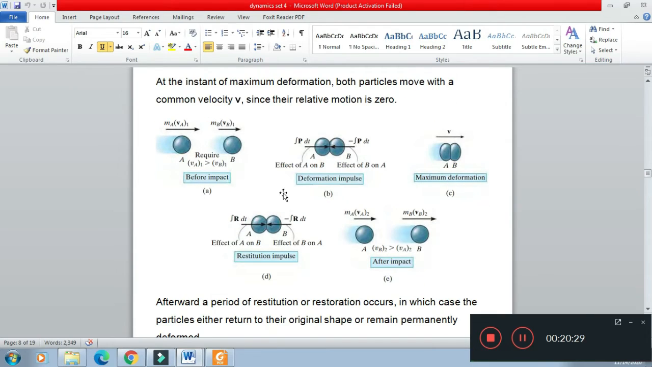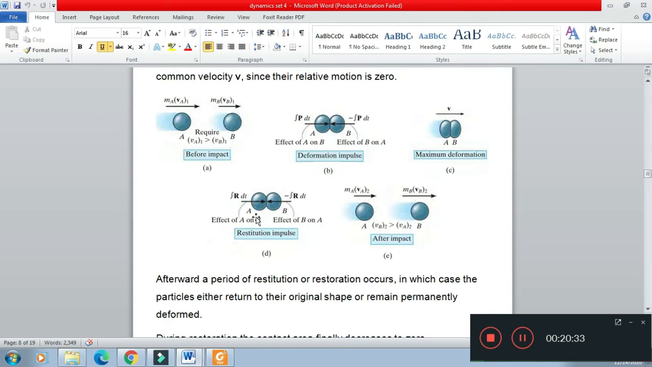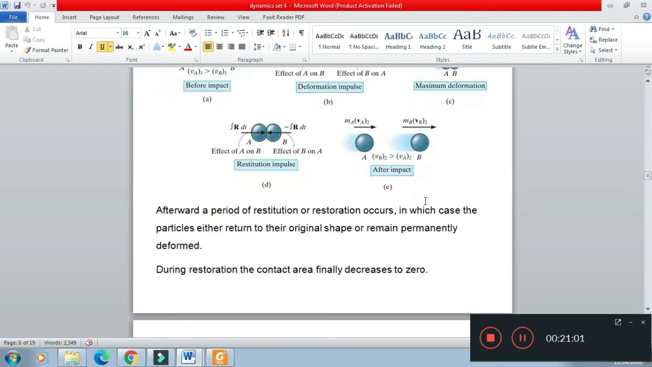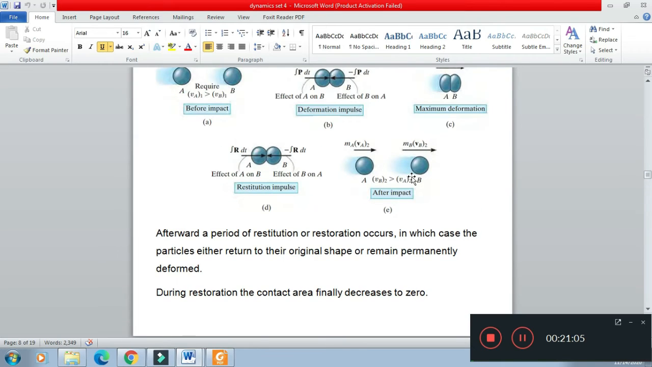Then in the fourth phase, the two particles or two spheres try to separate from each other. This is the restitution or restoration phase. They are in contact. Particle A is applying force on B, particle B is applying force on A, and the impulse is R dt. R is the force during the restitution or restoration phase. Finally, the two balls are separated, and when the separation occurs, the velocity of B increases and it is greater than the velocity of A. For the separation to occur, the velocity of B should be greater than the velocity of A.